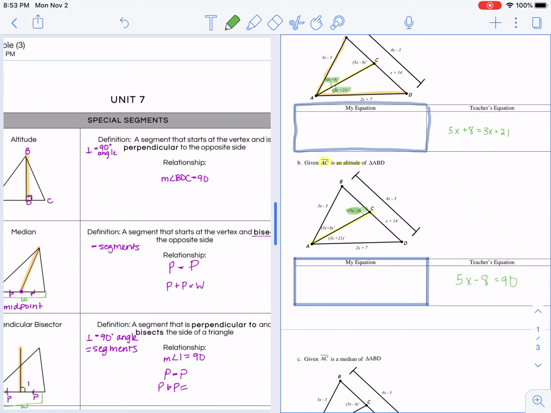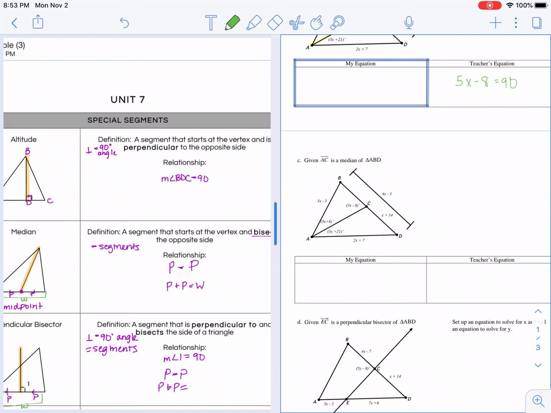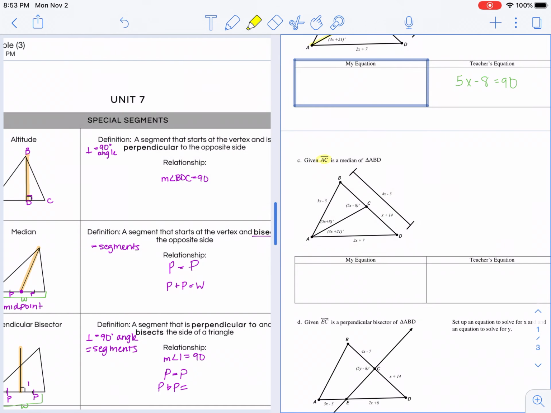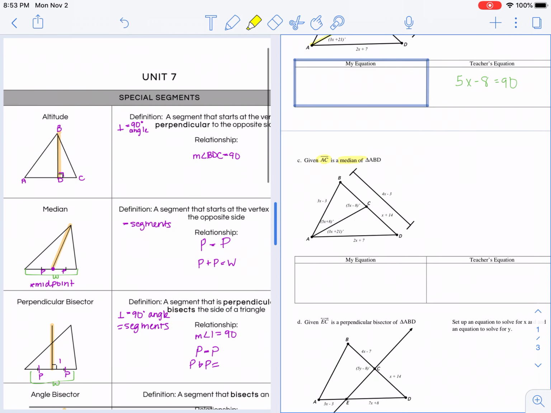All right, we're on to the next one. So the next one now, I'm being told that segment AC is a median. So once again, we still have the same picture, and AC is a median. If it's a median, it starts at the vertex and it bisects the opposite side. So A is going to start at the vertex and it's going to bisect the opposite side. That means C is the midpoint. So when we bisect something, we put ticks in to show that those parts are congruent to each other.